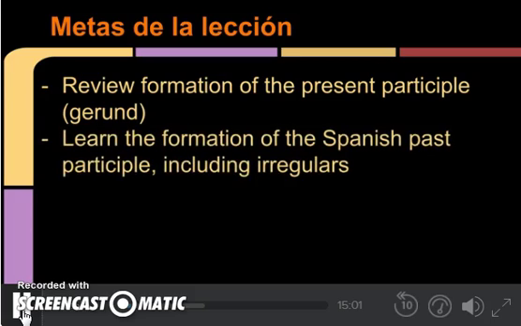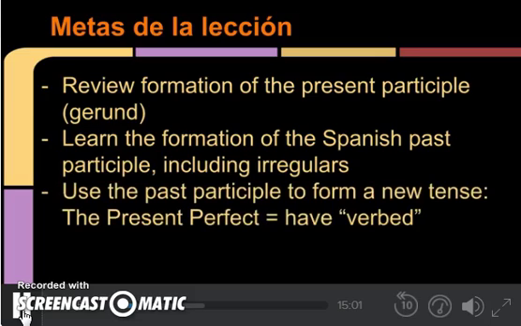You're also going to learn the formation of the Spanish past participle, including irregulars. There are irregular past participles. And then after we explore the past participle and what it is and how it's formed, then we'll use that past participle in conjunction with a helping verb to create the present perfect, which is the English equivalent of have or has verbed. So we'll talk about that as well.